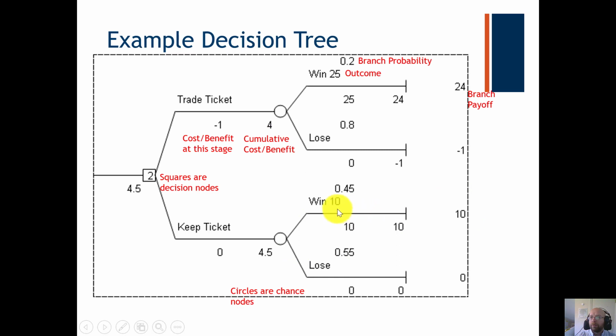So we always work backwards here. There's a 0.45 chance to get 10 and a 0.55 chance to get 0. The expected value here is 4.5.